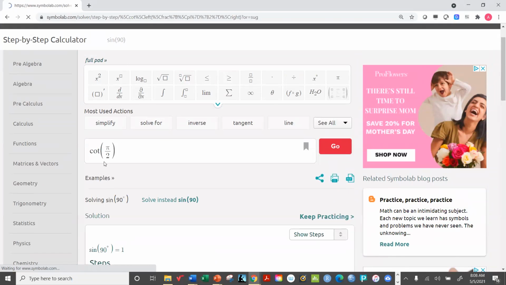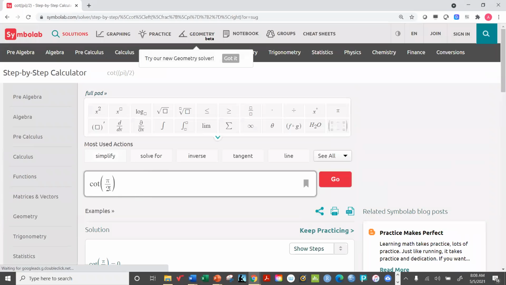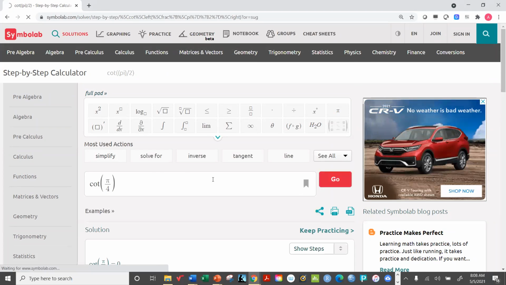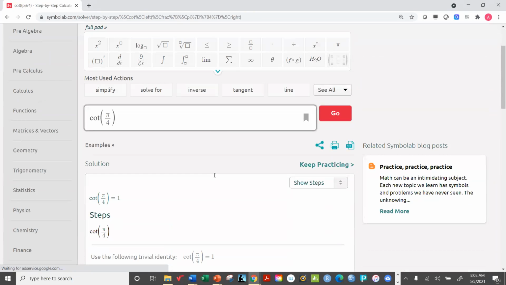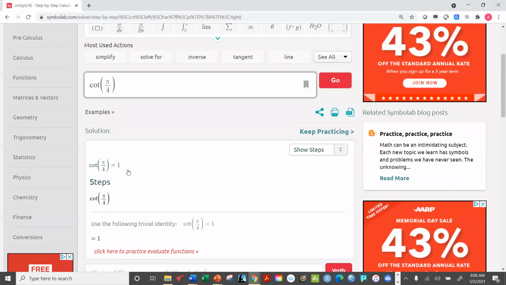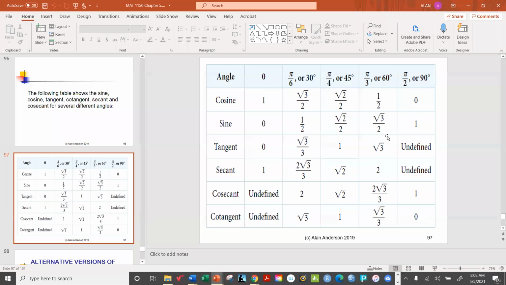All right. Whoops. No, that's pi over 2. Let's change that to pi over 4 and see how it reacts to that. It says it's 1, and that is indeed the case. Okay. So it looks like this thing is probably reliable. Now, here's the only problem, though. Let's try one of the ones that turns out to be a radical. Like, let's do the sine of 60.